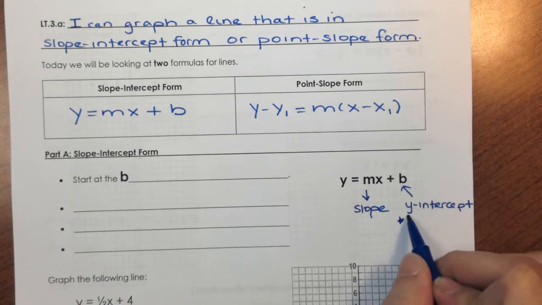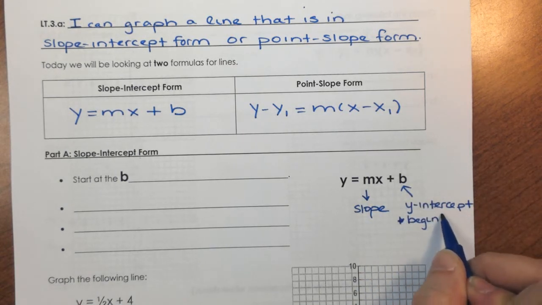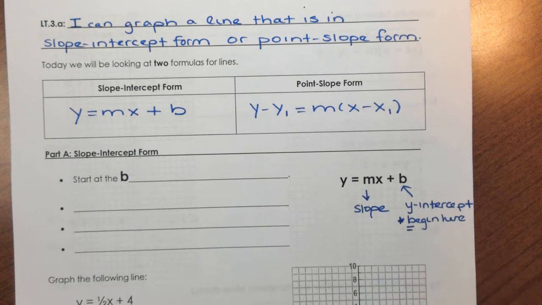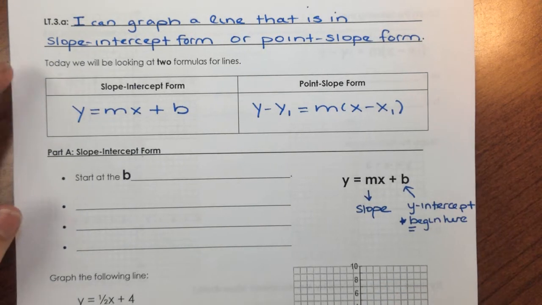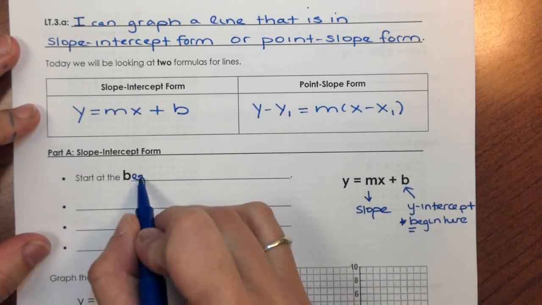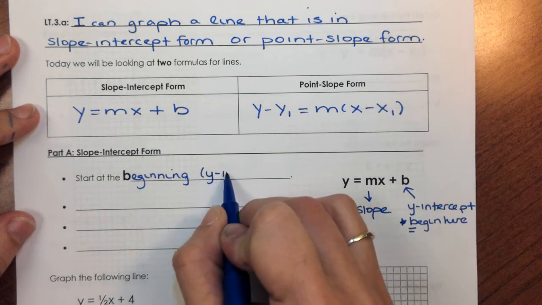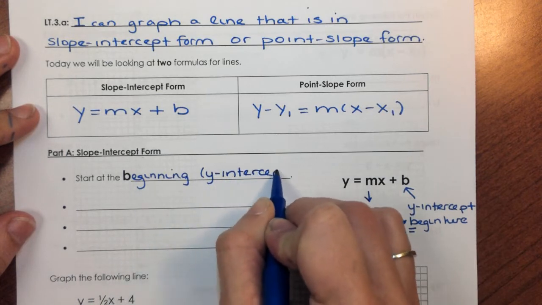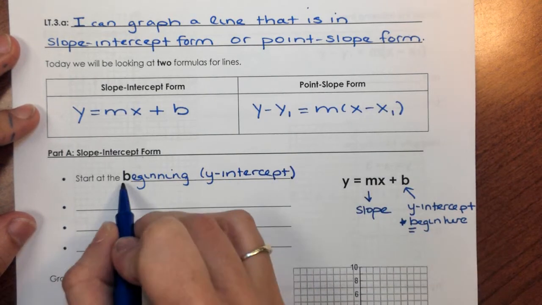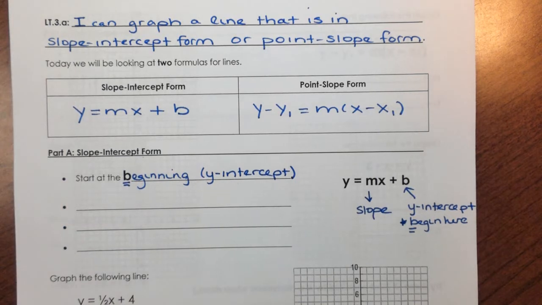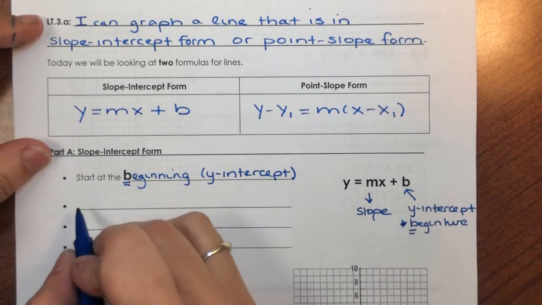The b, also to me, stands for begin. So when I'm graphing a line, I'm always going to start with the y-intercept. So we're going to start at the beginning, which is the y-intercept. So notice b for beginning, b for y-intercept. So the first thing you do is you make a point at the y-intercept.